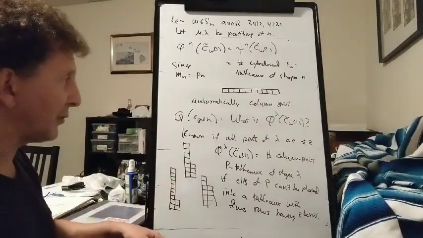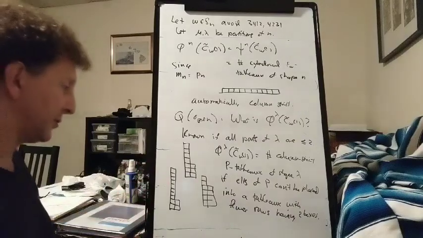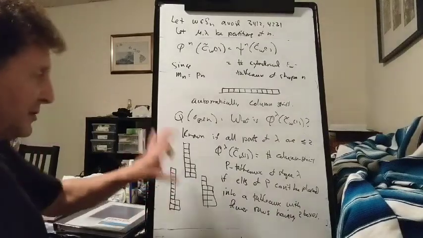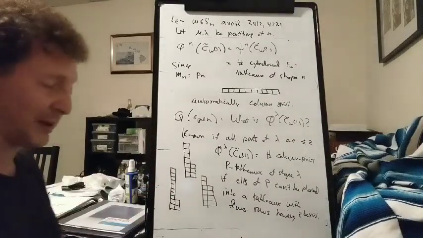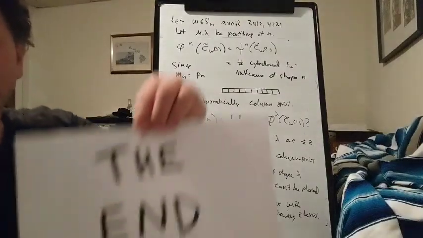The similar result for parts of lambda less than or equal to 3 does not hold. So I'm not sure how much this result is going to generalize. The end.